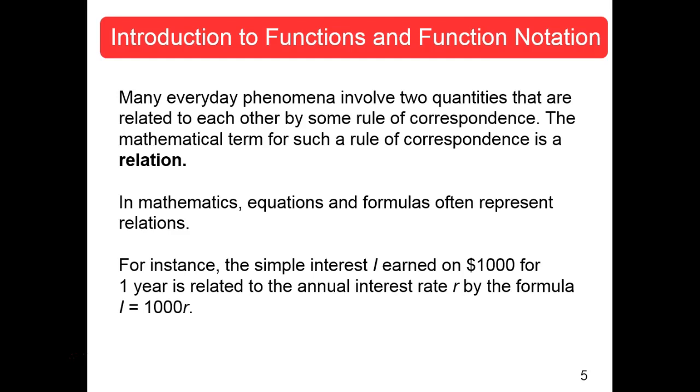Okay? So, the interest depends on the rate, right? We call this the independent variable because you choose a rate anyway, okay? The interest depends on what rate you're doing. If you find one bank that's 0.5% and the other one's 0.25%, go with the 0.5, okay?